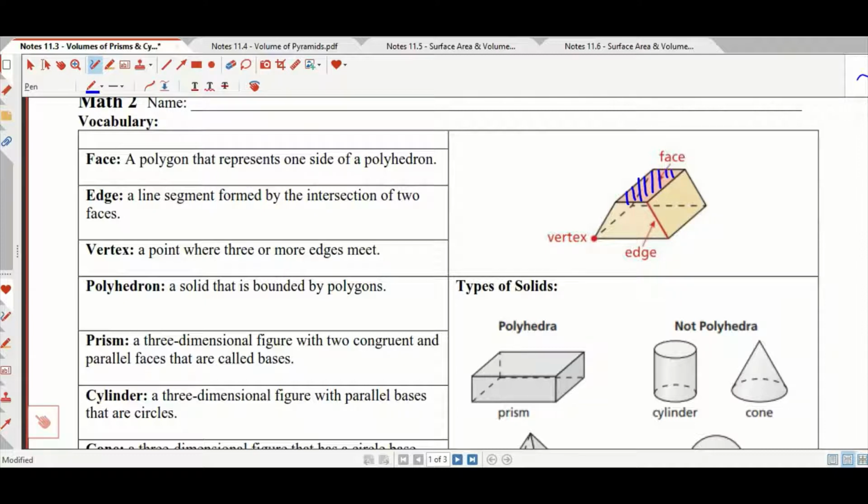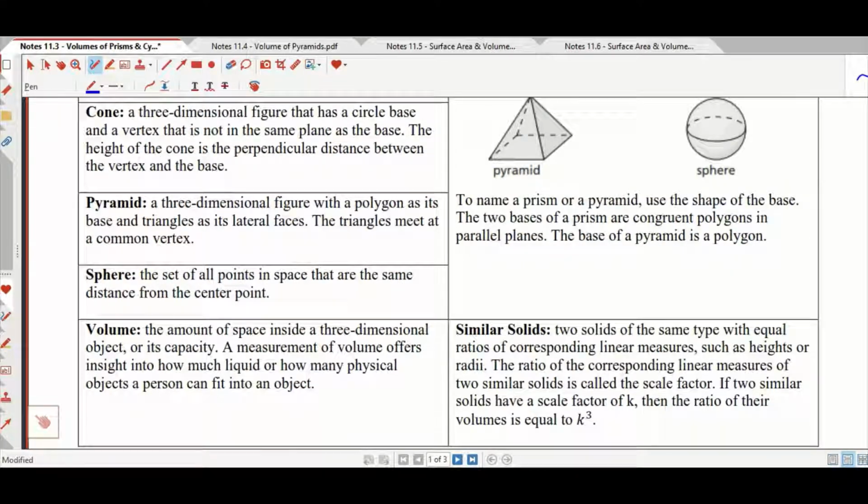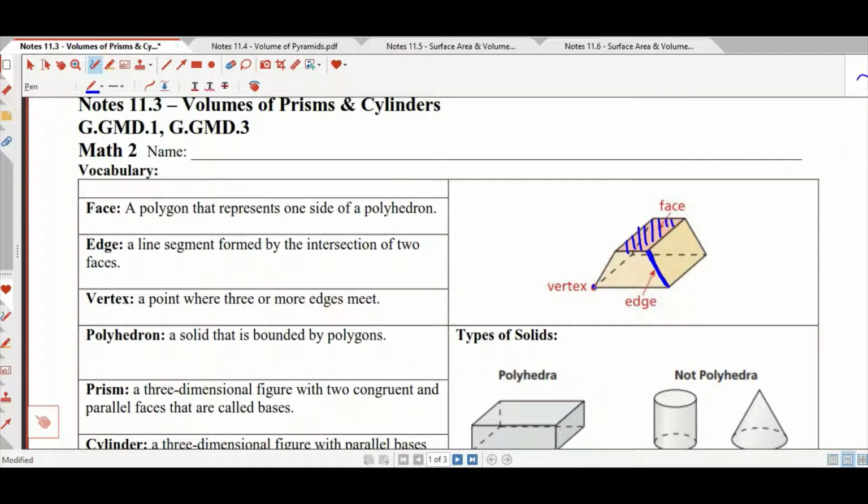An edge is a line segment formed by the intersection of two faces. That is, something like this. The vertex is a point where those edges meet, so any of the corners, really, of this thing. The part that if somebody threw a polyhedron at you, you would least like it to hit. Speaking of, a polyhedron is a solid that is bounded by polygons only.